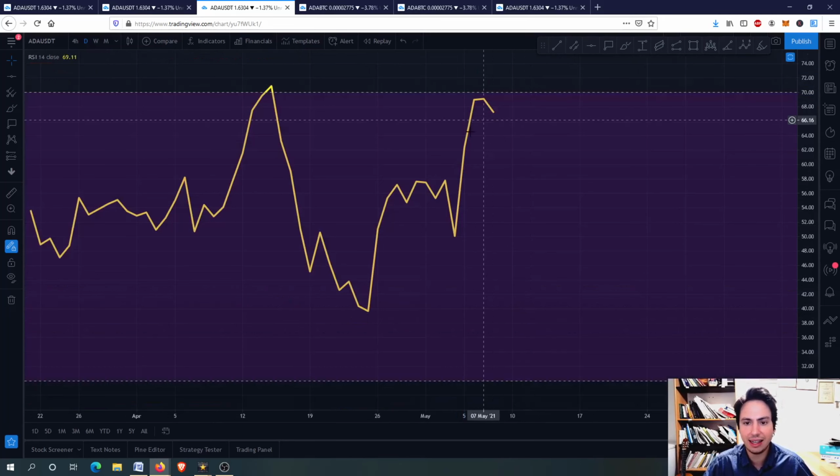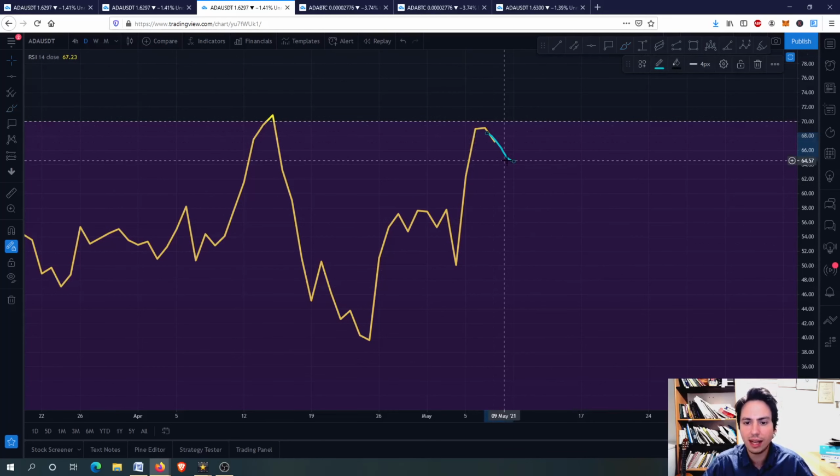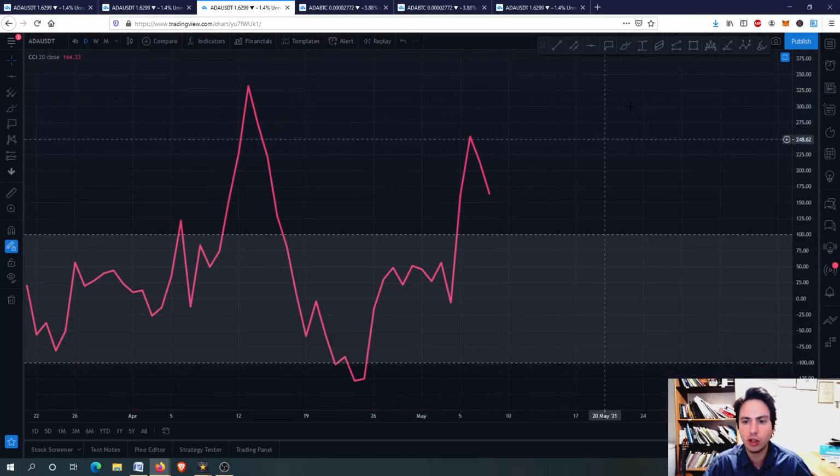The RSI in the daily frame, you can see, didn't touch the 70, we didn't go above the 70 level. Therefore we had this momentum here where we could go above the 70, but we didn't manage to do it. So right now we are correcting. For the commodity channel index in the daily frame, I think we had an overbought situation.